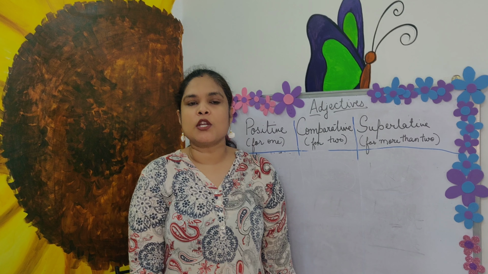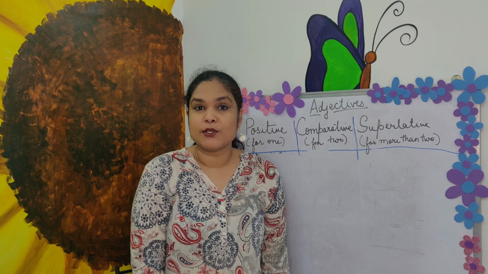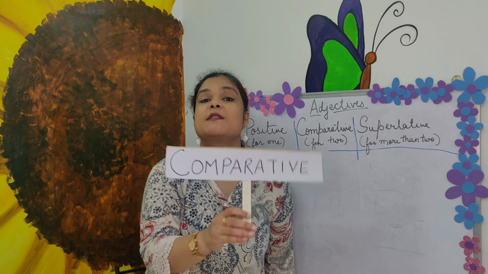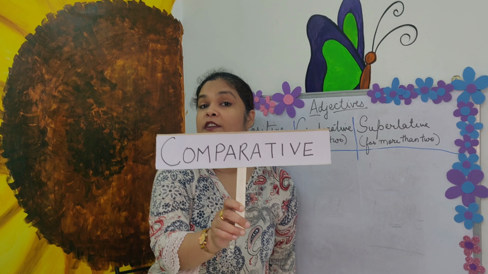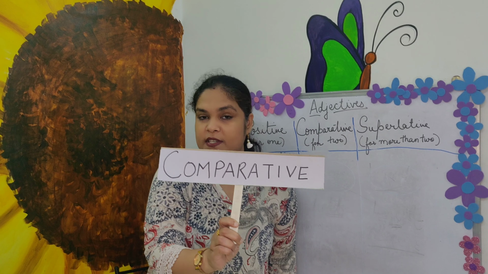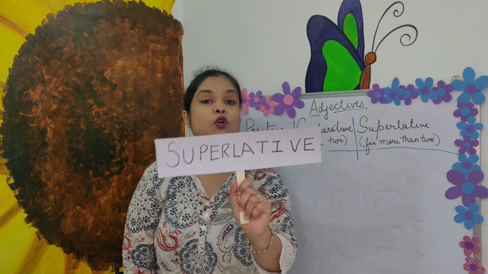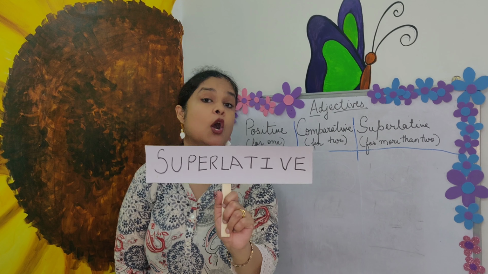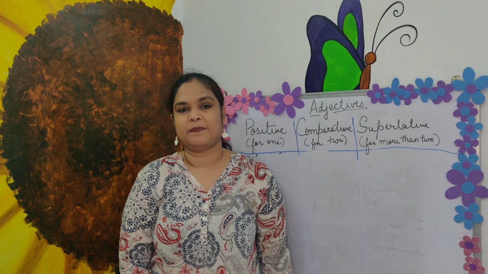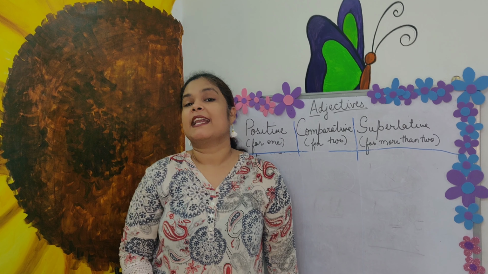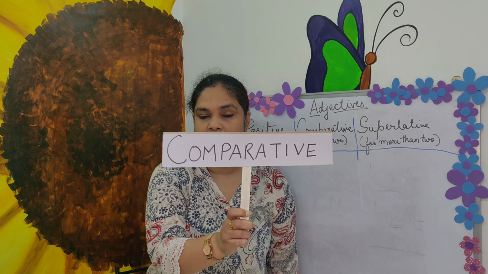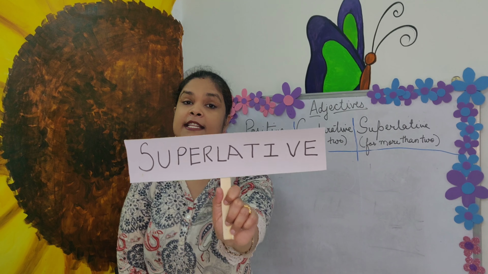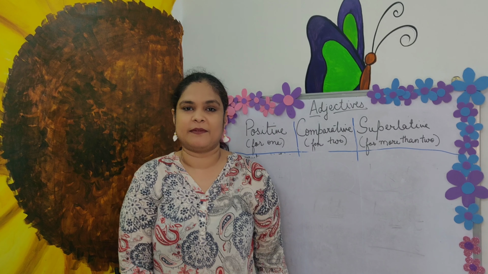Good. Good, gooder, goodest? No. We have to remember this. Good becomes better when it is compared with others. So its comparative degree is better and superlative degree is the best. Best is the superlative degree of good. Clever becomes cleverer in its comparative degree and cleverest in its superlative degree.